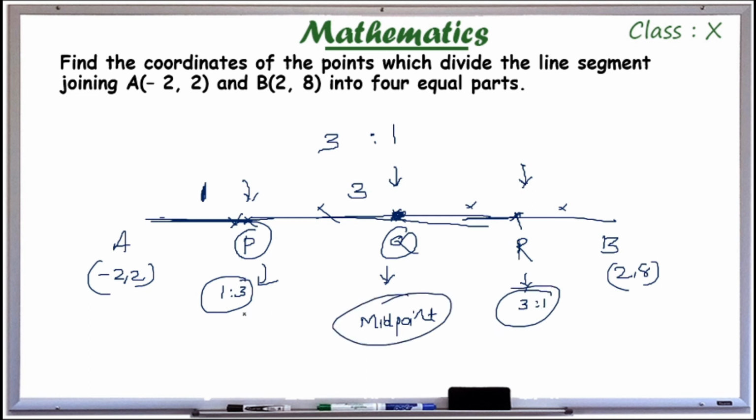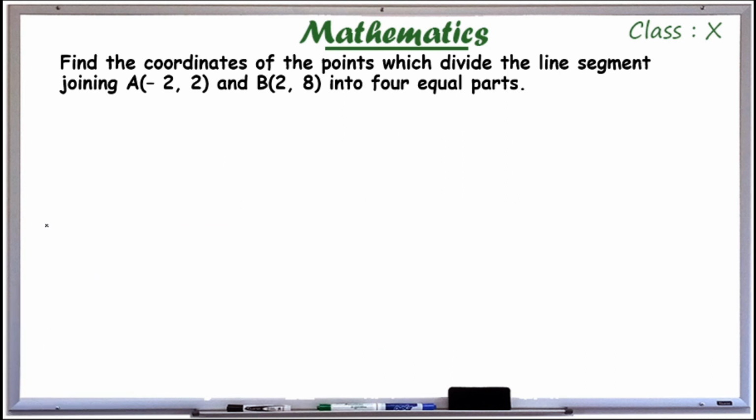So we got m1 and m2 for the 3 cases. So I have to find each point. I said P is of the form 1:3, Q is the midpoint, and R is the ratio 3:1. So we can continue using the section formula. P, how to find the coordinate P. You have to write the formula first. I am not writing the formula, you have to write it.